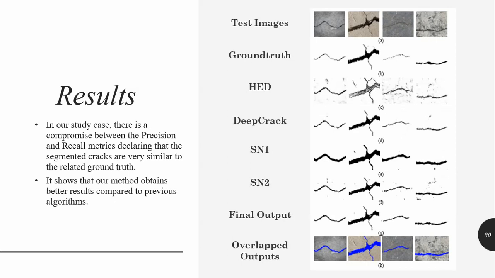Here we can see the results on some test images. As is clear, DeepCrack has improved the result compared to the HED model. SN1 outcomes have thick detected cracks, and for SN2 the cracks are thin and noisy. Finally, in the last row, the final results of our model are shown, which are obtained from an operator between the results of SN1 and SN2 and have the best results.